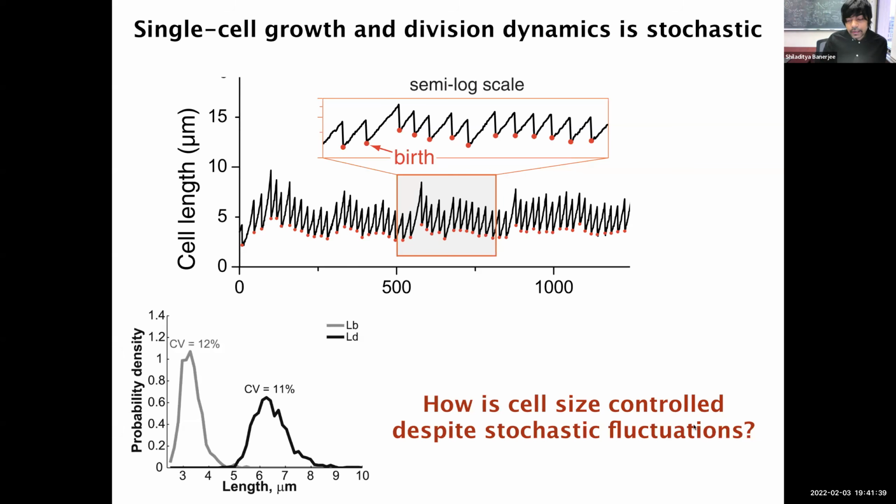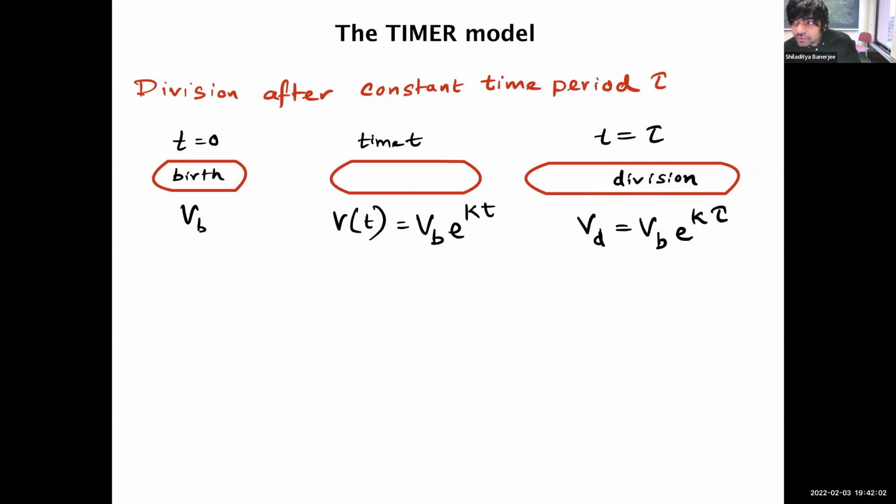So noise is important, but there is also some sort of deterministic behavior that emerges at the population scale. So let's first try out a simple model. The first model I'll call the timer model of how cell size is regulated. The math is pretty simple.